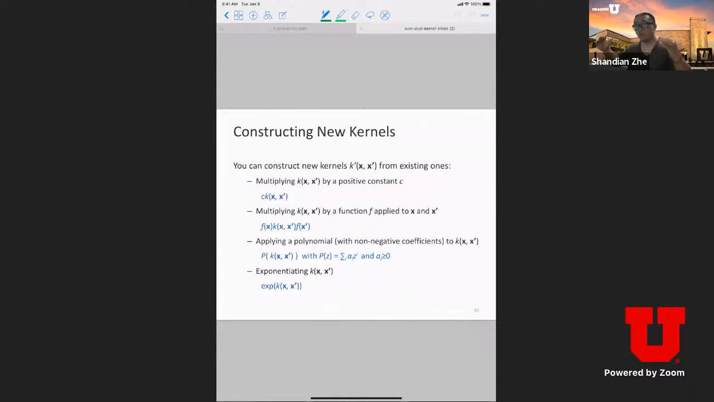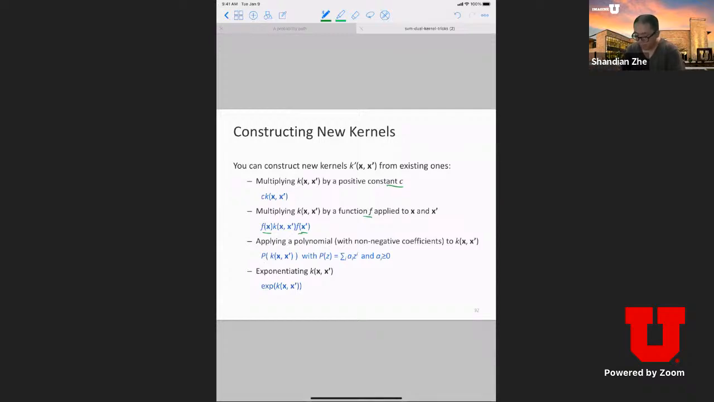So there are a set of rules. What you need to do is just assemble different kernels. By following those rules, you can construct more and more complex or expressive kernels. Let us briefly look at those rules. You can multiply any kernel by a positive constant c, and you end up with a valid kernel. You can multiply a kernel with an arbitrary function f on both inputs, so f(x) times k(x, x') times f(x') is a valid kernel.